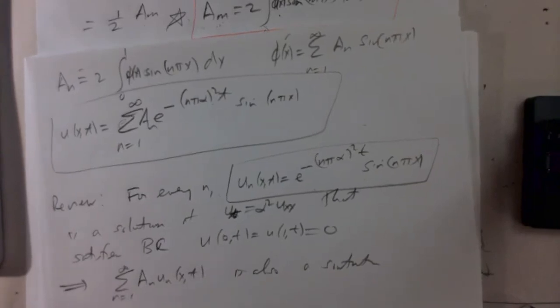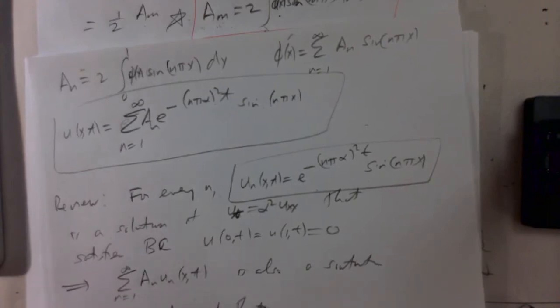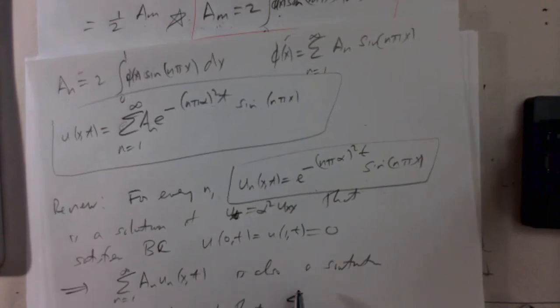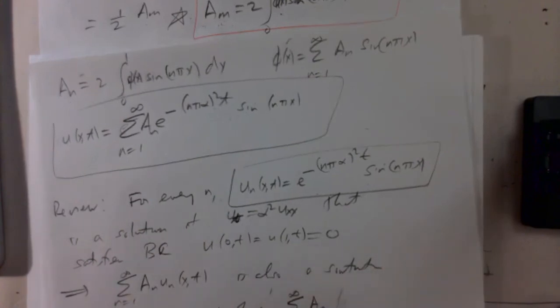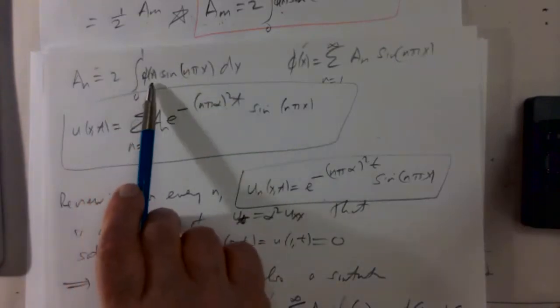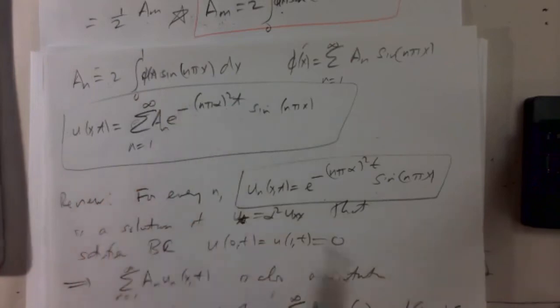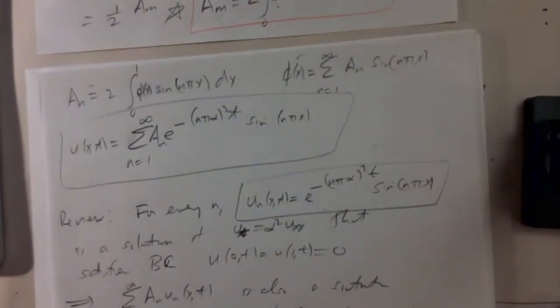But we have to satisfy the initial condition. So you must find numbers a_n such that the summation n goes from 1 to infinity, a_n u_n of x comma 0, equals the initial condition that at time t equals 0, u of x,t is phi of x. And how do I find these coefficients? Well, they're given by this formula. a_n is 2 times the integral of phi of x sine n pi x. So that tells me what the a_n's are.